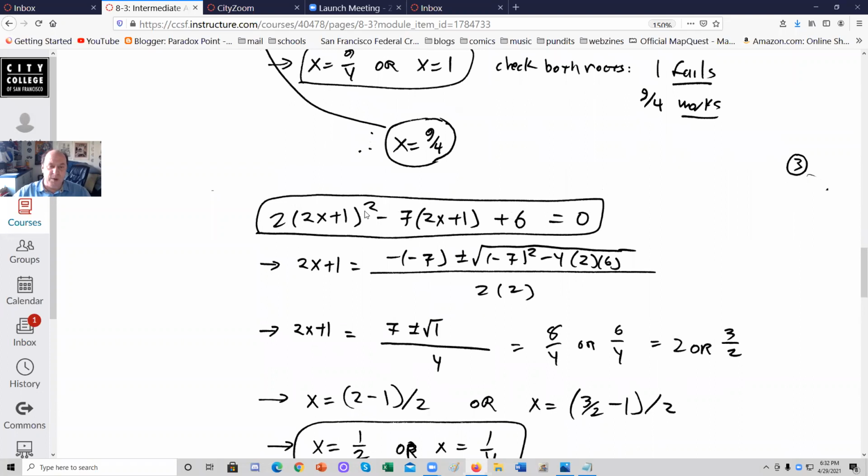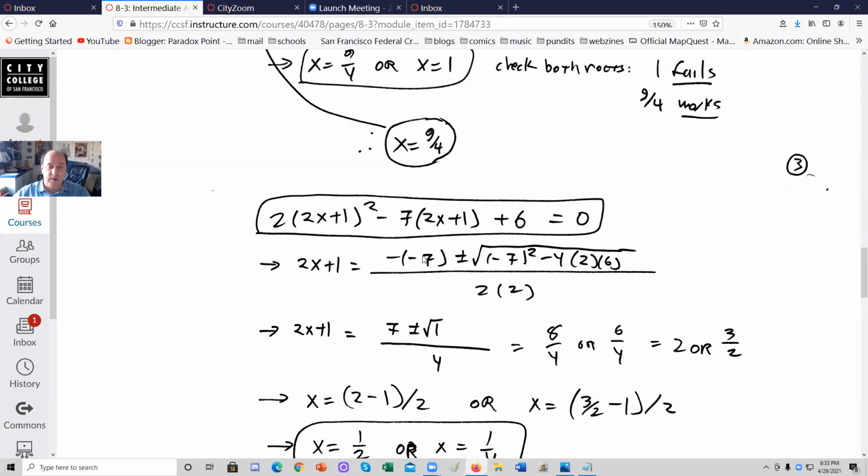2 times 2x plus 1 squared minus 7 times 2x plus 1 plus 6 equals 0. Now we could solve this by expanding it until we get a quadratic and solve that way. But this is actually a quadratic in 2x plus 1. So we can solve first for 2x plus 1.